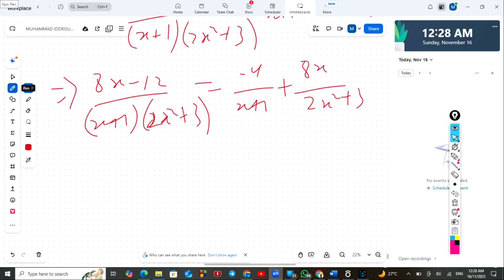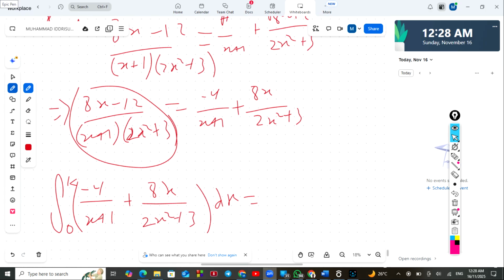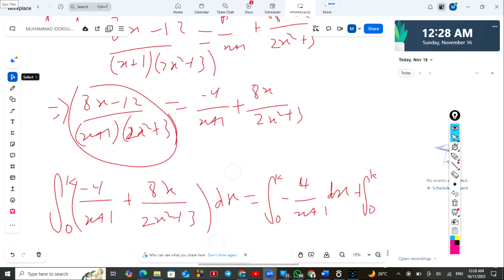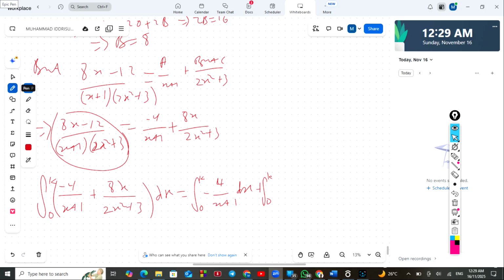So now we have the integral from 0 to k. Instead of writing this, we now have negative 4 over (x + 1) plus 8x over (2x² + 3) dx. From 0 to k we have the integral of negative 4 over (x + 1) dx, plus the integral from 0 to k of 8x over (2x² + 3).